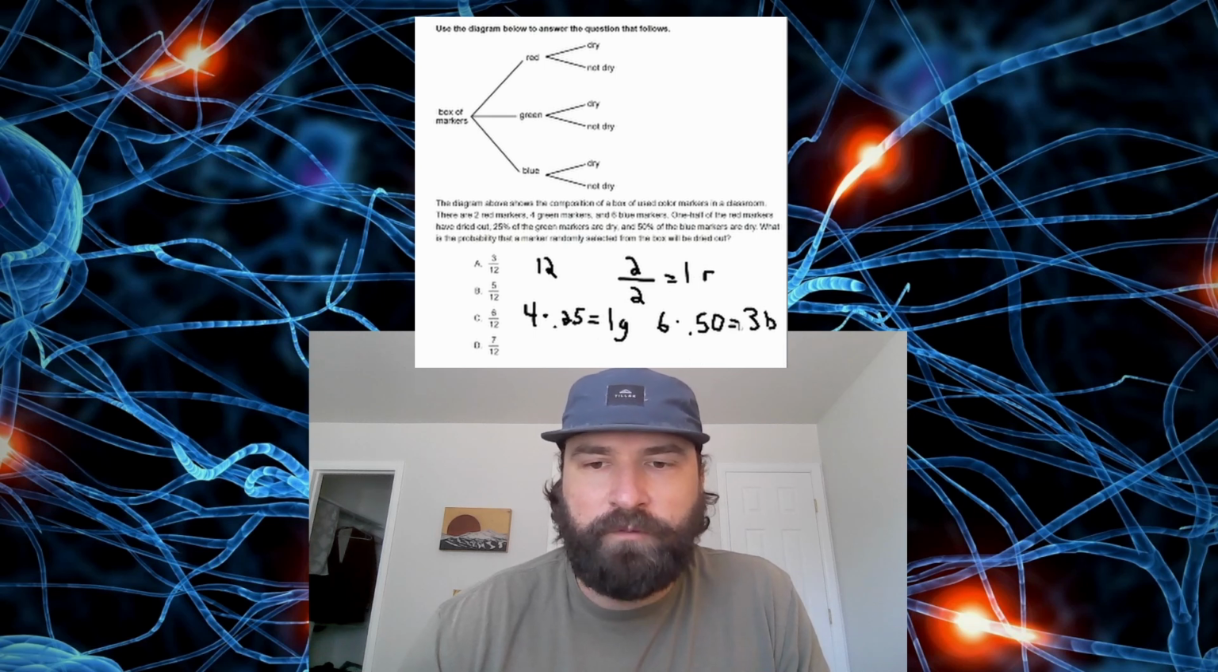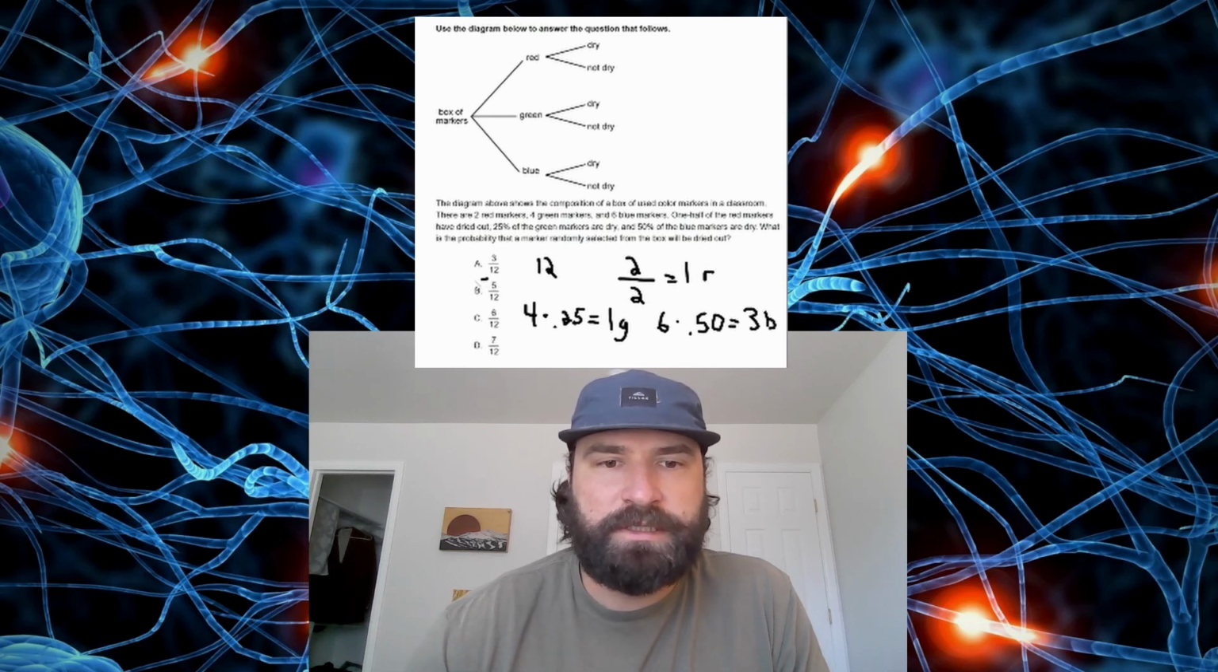If we add up all of our dry markers, we get 1 plus 1 plus 3, which is 5. So the ratio of dried markers to total markers is 5 out of 12.